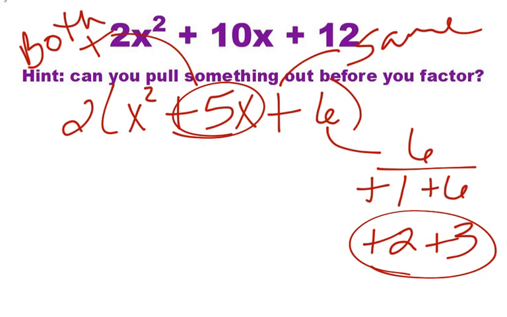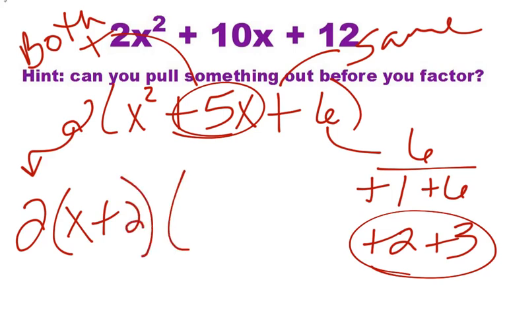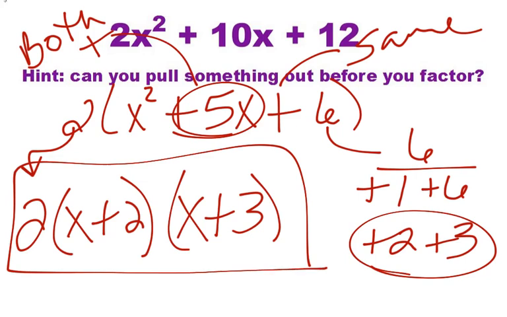Since there's not a number in front of x squared, we're ready to write the answer. Bring down that 2 that you had pulled out. And then you write a factor using the plus 2, so x plus 2. And you write a factor using the plus 3, so x plus 3. So 2 times x plus 2 times x plus 3 is your answer.